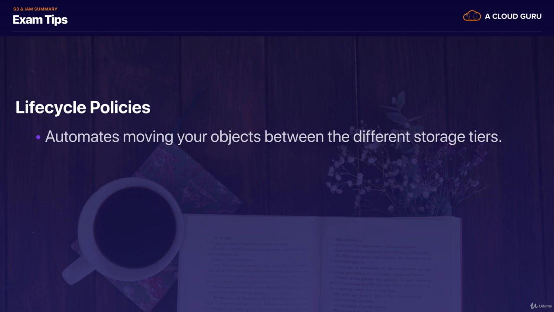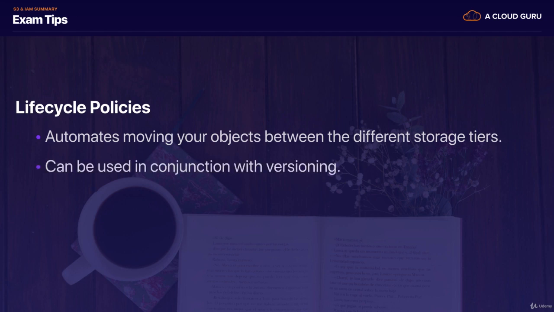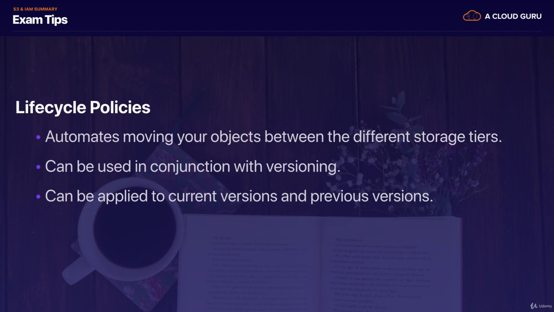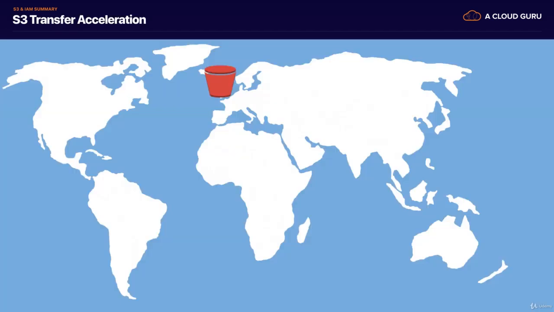So what is a lifecycle policy? Well, basically, it automates moving your objects between the different storage tiers. That's all the policies are. And they can be used in conjunction with versioning, and they can be applied to current versions as well as previous versions. Moving on to S3 transfer acceleration.